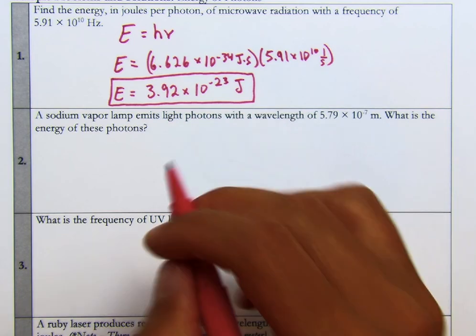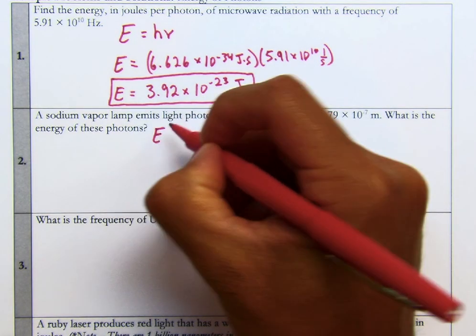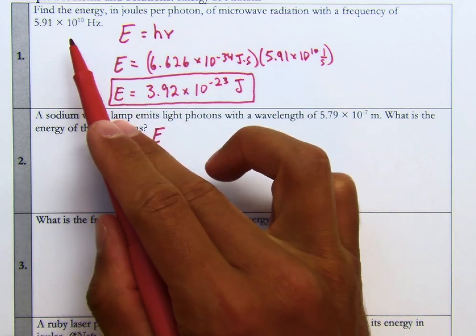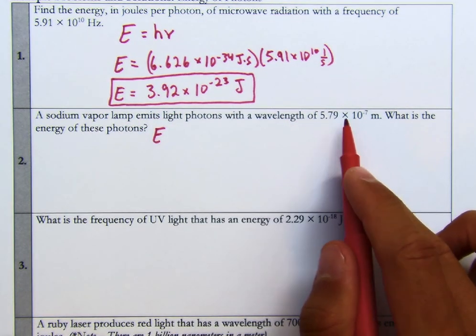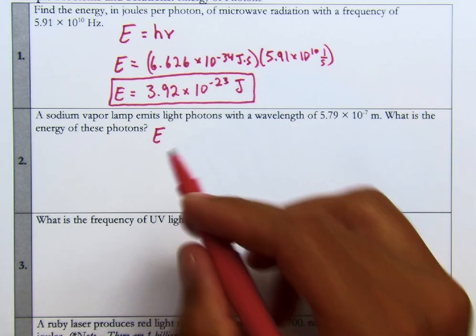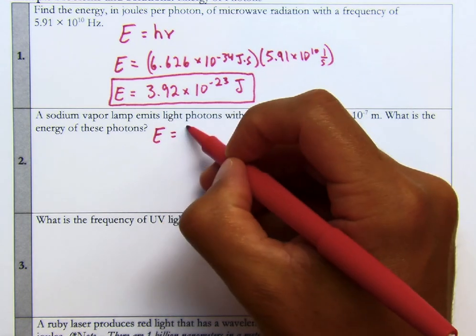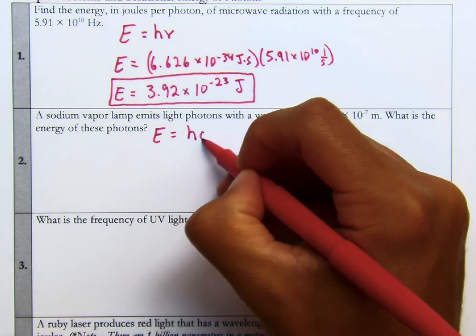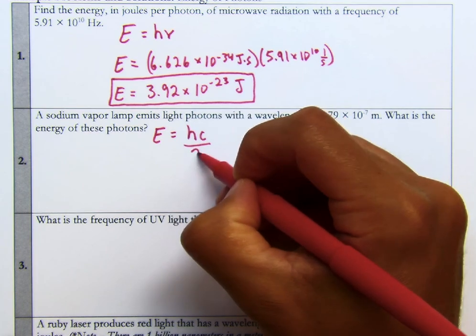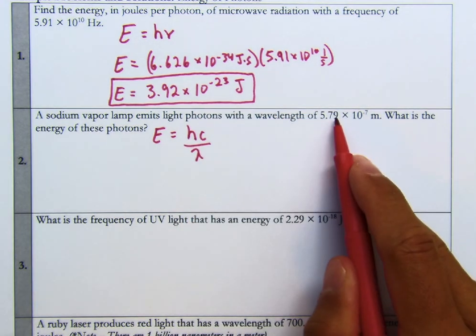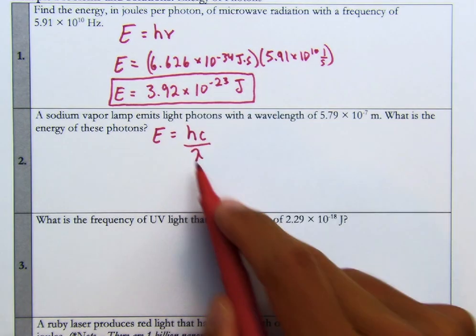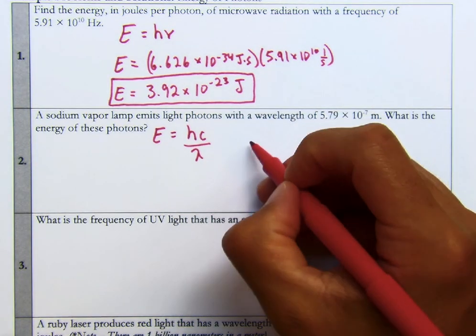So in this problem, we're solving for E again, but we don't have the frequency like we did above. We have wavelength. Now, you could use the wavelength and the speed of light to solve for frequency, or you could do it all at once and plug them into E equals hc over wavelength. You could take the speed of light and divide it by this number to get frequency and then multiply by h like we did above, or you can just plug them all in here, which I'll do for the sake of writing it out.